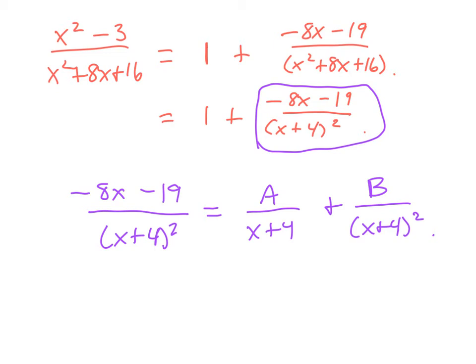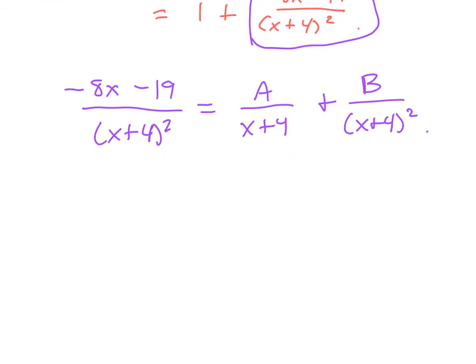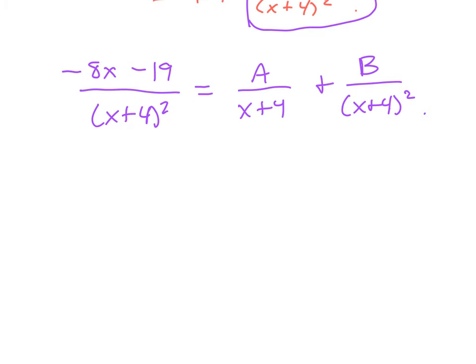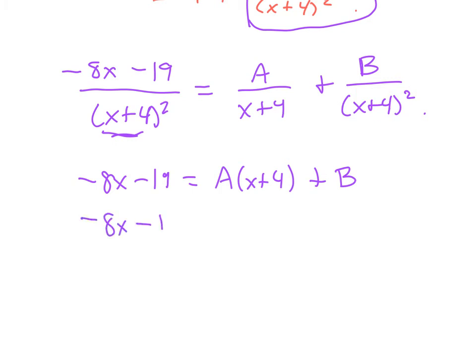All right, so now the technique is pretty much the same as before. I'm going to multiply through by the denominator x plus 4 squared and try and find the right constants a and b. So multiplying through by x plus 4 squared, I get negative 8x minus 19 equals a times, okay, and then I have an x plus 4 because I know that one of those factors is going to cancel out here, but I'm still going to have one factor of x plus 4 plus b, because both of these factors get canceled out by that multiplication. All right, so I got negative 8x minus 19 equals ax plus 4a plus b.